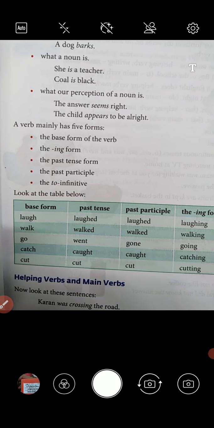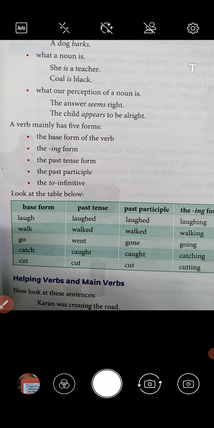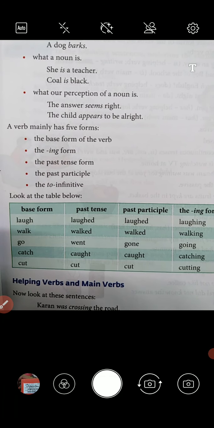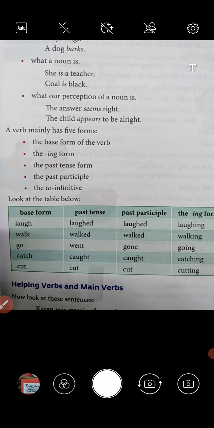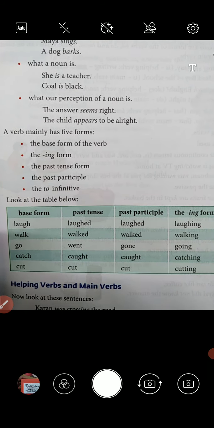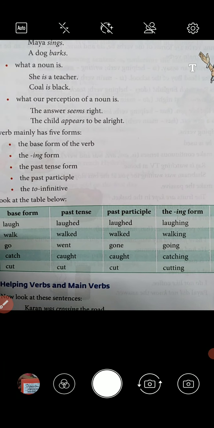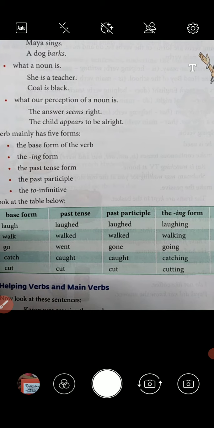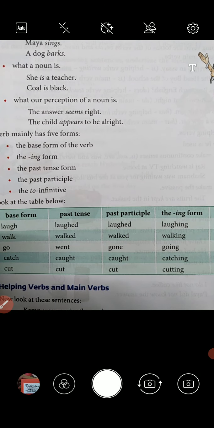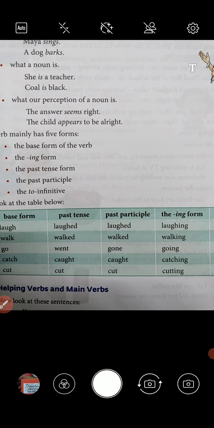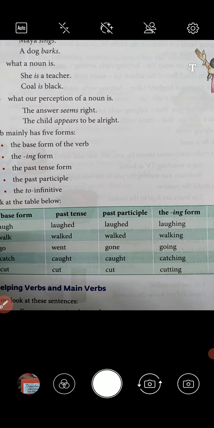The past tense of go is went. He went to his room after finishing his homework. The past participle form of the verb is gone. He has gone to his room. He has gone to Singapore. He had gone to America.